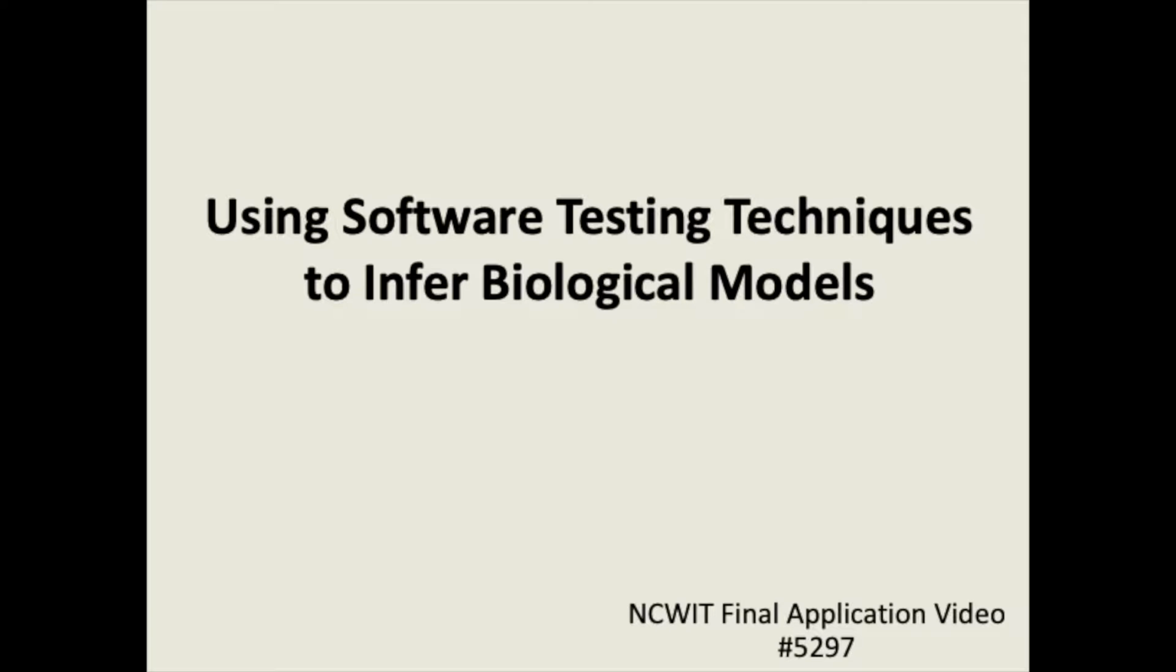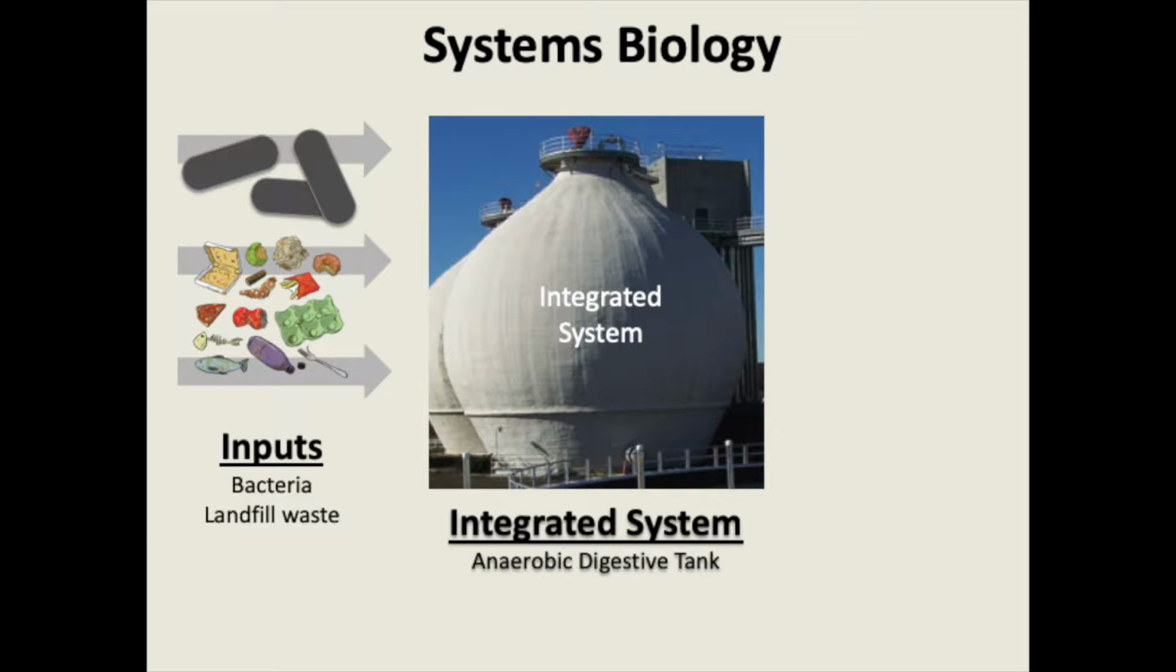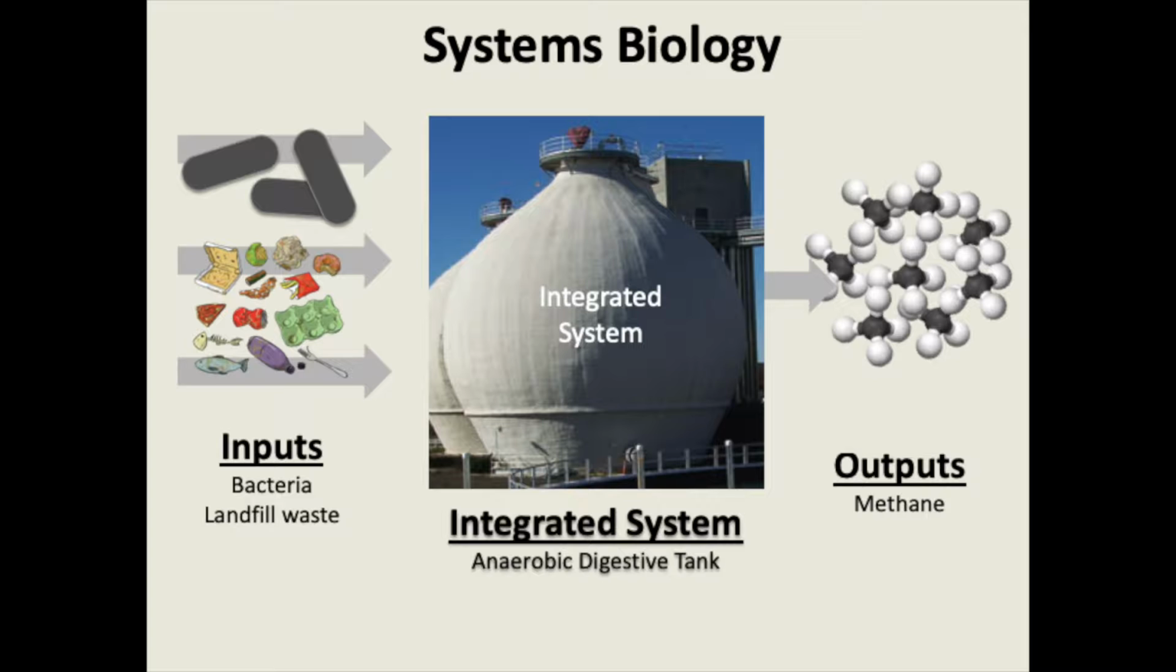Using software testing techniques to infer biological models. Systems biology is an interdisciplinary field in which a system is abstracted into a whole rather than individual parts. For example, pictured here is an anaerobic digestive tank. As a whole, the system can convert various inputs, such as bacteria and landfill waste, and produce methane gas that could be used to power local homes and businesses.